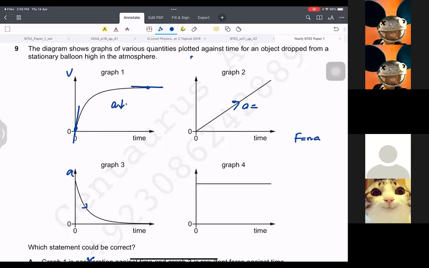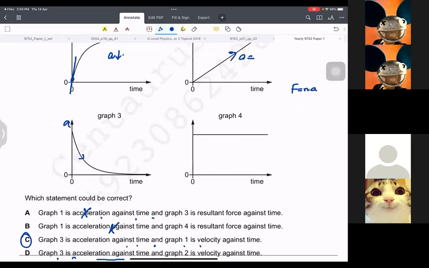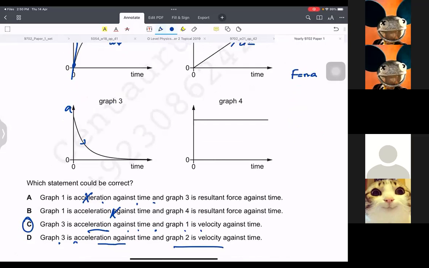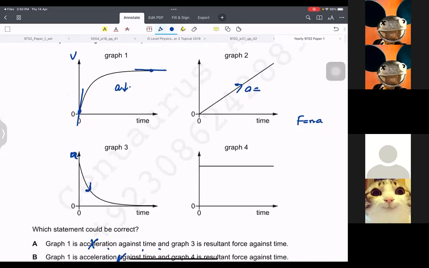Yes, sir. The gradient is reducing. So graph 3 it says is acceleration. Graph 3 shows a reducing curve, so it has to be acceleration. That's why it is correct. See? If the arrow goes down, it means the y-axis is reducing. Okay, sir. All right.